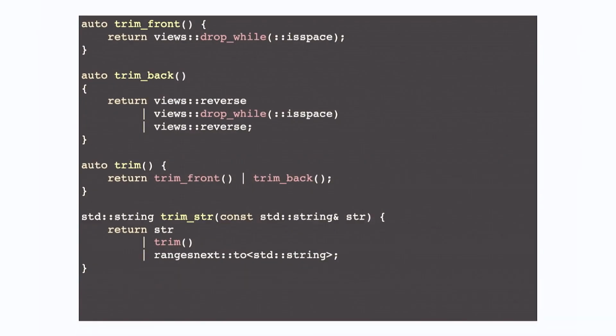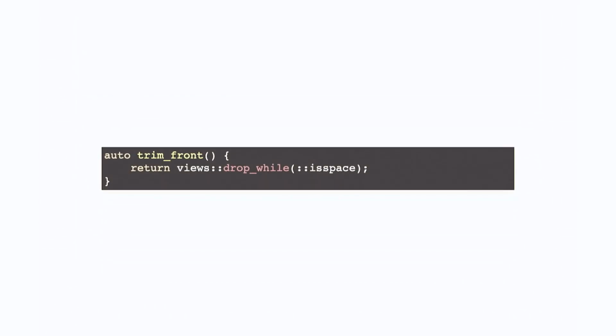So there's one last little change we can make to make this even nicer, to get our final version, and that is to take our trim front. We're going to zoom back in on trim front for a moment. This is a function that always returns the same thing, right? However many times we call this, it's always going to return the same thing, views drop while, like a range adapter ready for use. So instead of having a function that always returns the same thing, we're just going to call this function once and save the result in some static lifetime object.